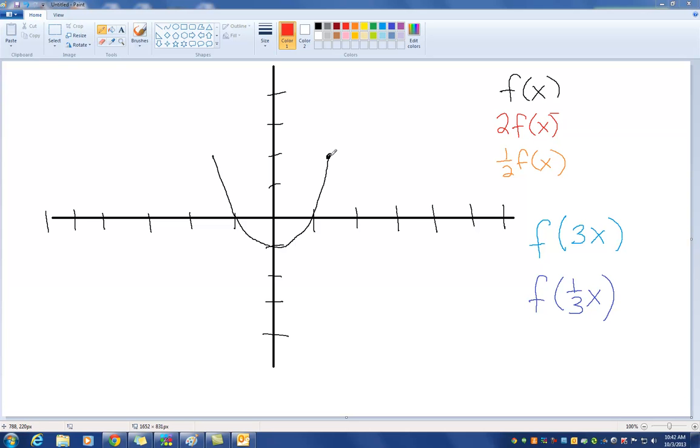So if this point here is 2 units high, then its image in 2f of x is going to be 4 units high. If this point is at 0, twice 0 is 0, so that point's going to be there. This point is 1 unit below, then its image in 2f of x is going to be 2 units below. Back to 0, and back to 2. So this basically multiplies all the outputs by 2, and it stretches things out, makes things taller.